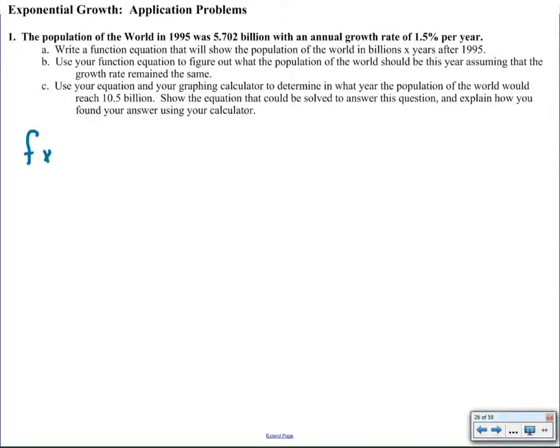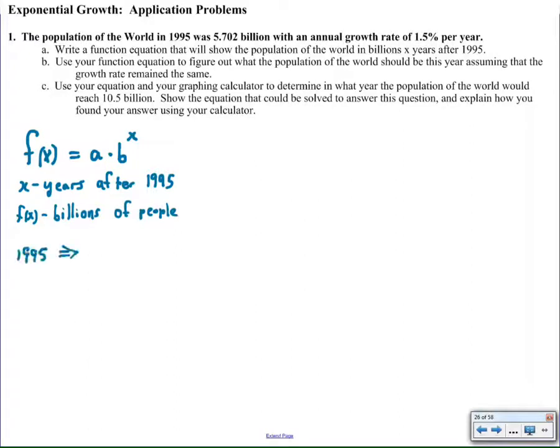So in the first situation, we're given information about the world population. That in 1995 there were about 5.7 billion people, and there was an annual growth rate of 1.5% per year. So the first thing we observe is this is exponential growth. That's the assumption, and so we're going to use the exponential growth model and define my variables first, where x is years after 1995 and f of x represents billions. So that'll make me smaller, more manageable numbers.